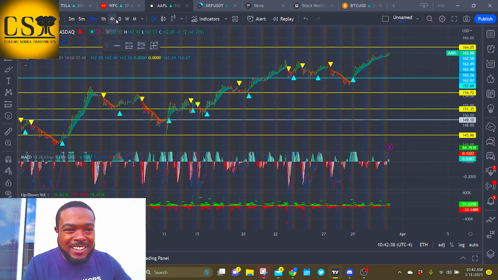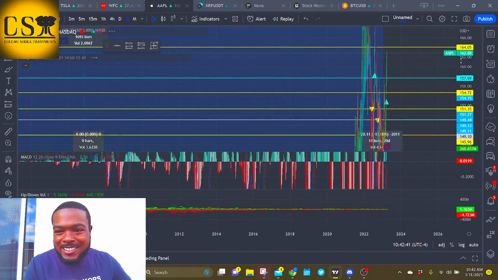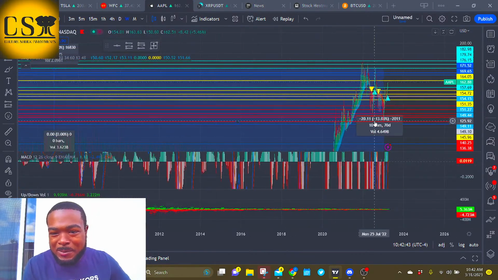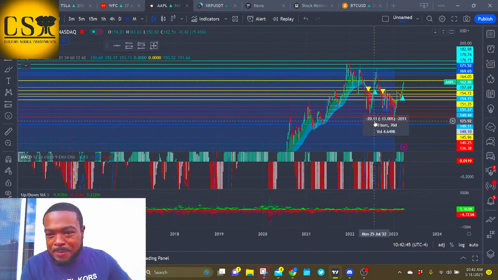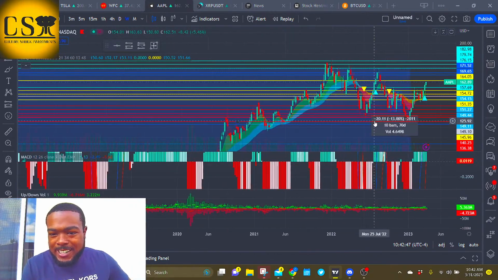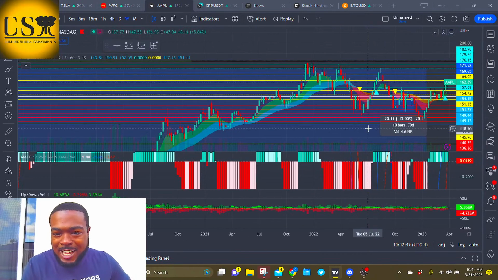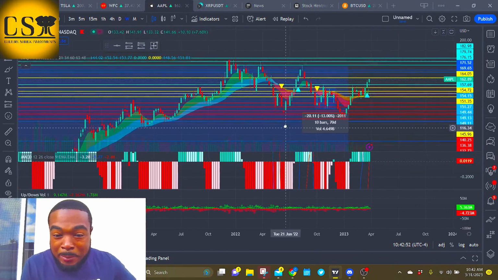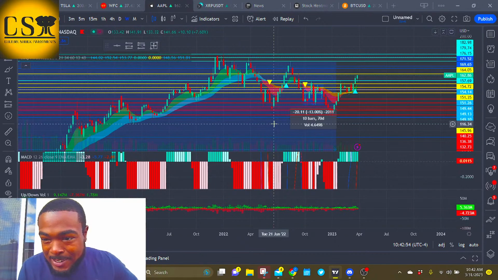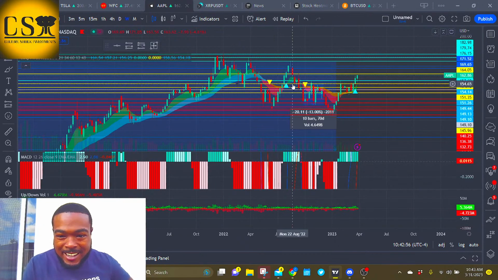Let's look on a daily. Let's look on the daily chart. Gives you a little deeper perspective on that. So, in order to sit out a 10% loss on Apple, you would have had to buy Apple. Remember, we said that's about $16 down from where it's at now.